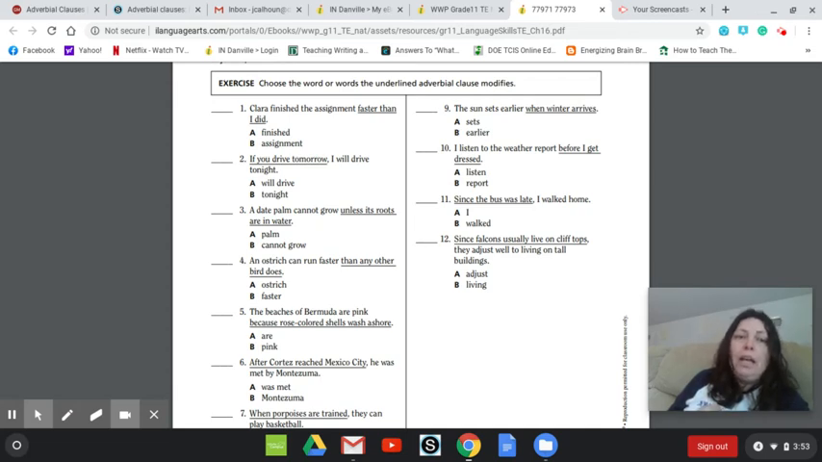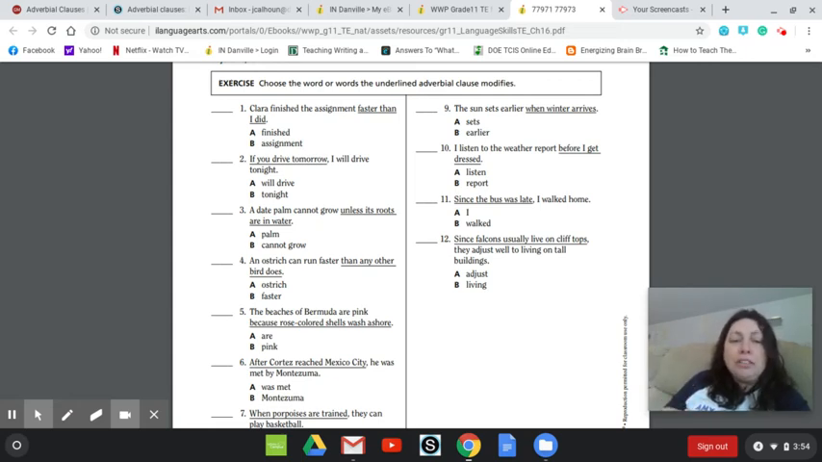All right. A date palm cannot grow unless its roots are in water. This is another condition. So we have a condition if, and now we have a condition unless. So, unless its roots are in water, comma, a date palm cannot grow would be if we switch those. So remember the commas, where they go. What is being modified there? Cannot grow. What's the condition that it needs to grow in? Unless its roots are in water. So that's the condition of the growing. I hope that makes sense.